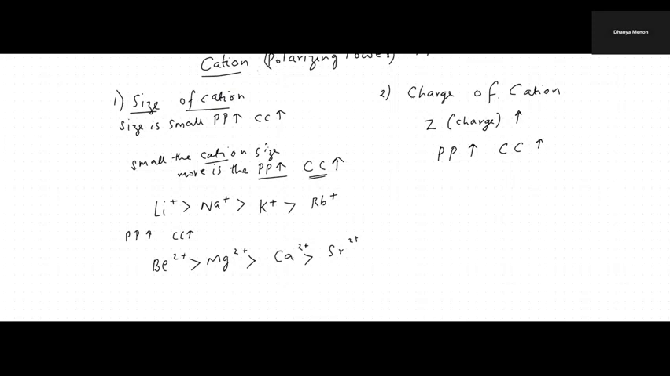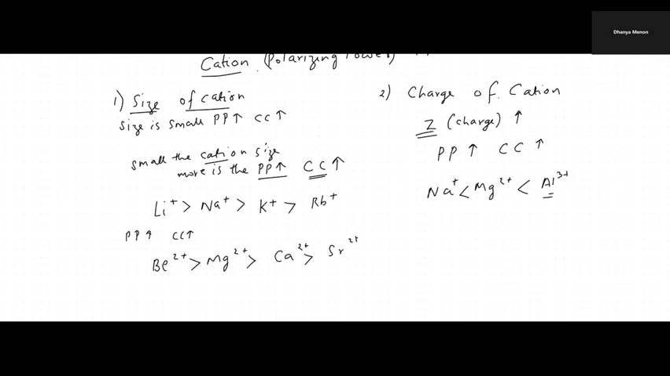Okay. So for example, if I have sodium, magnesium, aluminium. So where is the charge more? Charge is more for aluminium. So that will have more polarizing power than magnesium. Magnesium will have more polarizing power than sodium.